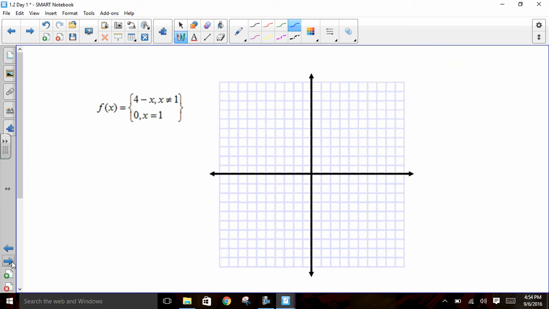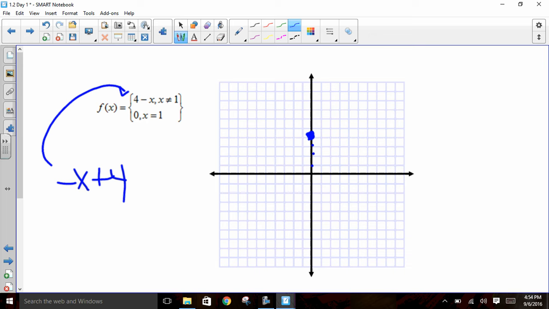Let's take a look at this next problem. So I have the line 4 minus x when x is not 1, and 0 when x is 1. Well, I'm going to rearrange that really quick. So I have negative x plus 4. Would you agree with me there? Up on that first little row. Okay, so that's the line. Starts at positive 4, so 1, 2, 3, 4. Just a point there. It goes down 1 over 1.